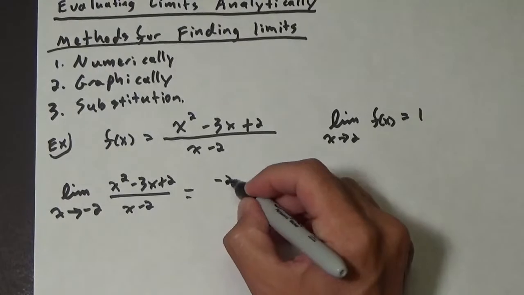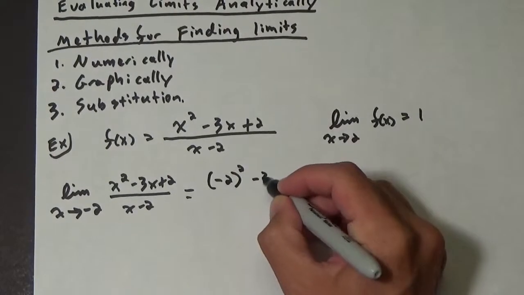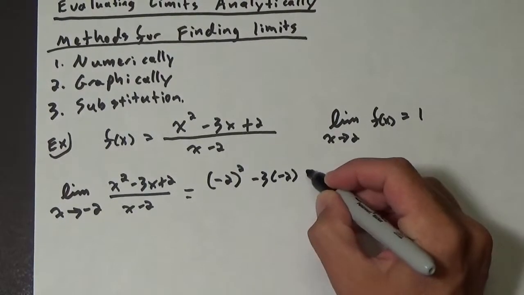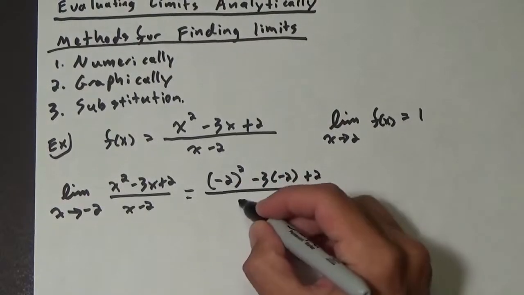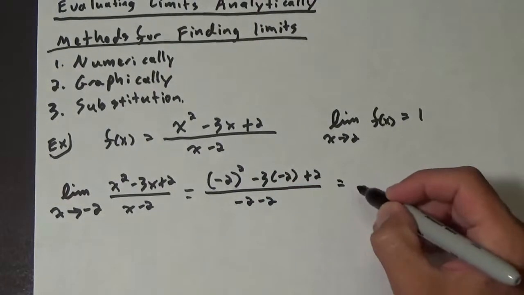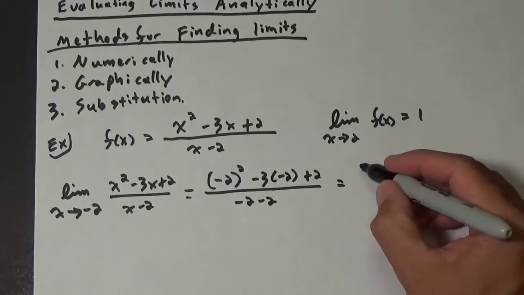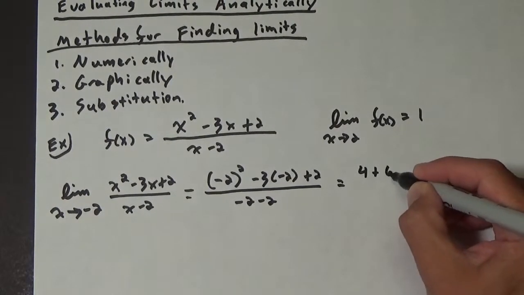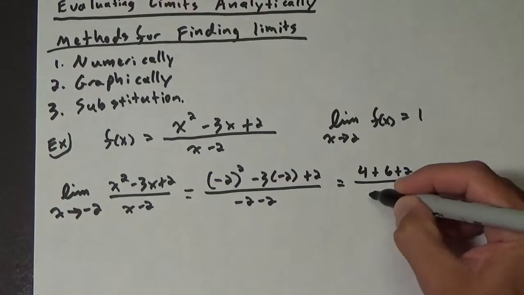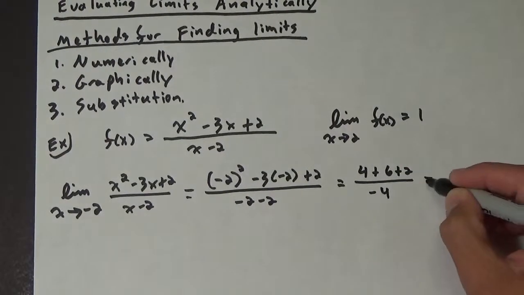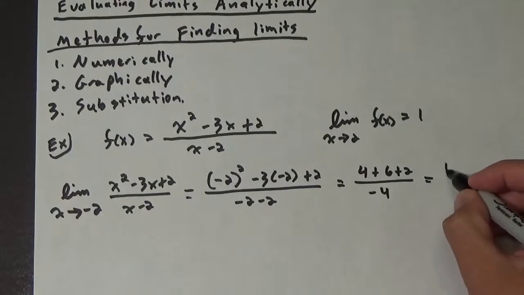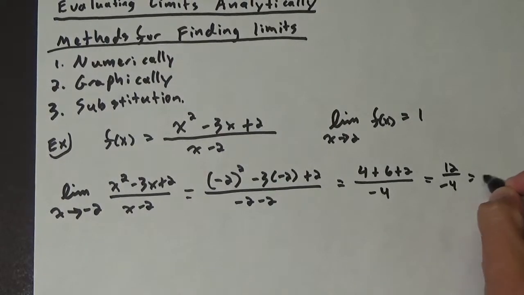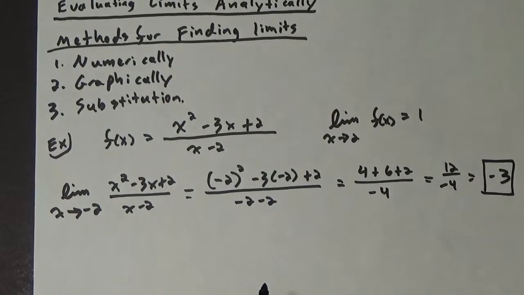We have negative 2 squared minus 3 times negative 2 plus 2 all over negative 2 minus 2. And so what happens is we end up with 4 plus 6 plus 2 all over negative 4. So that's 12 over negative 4, which is negative 3. And that's our answer.